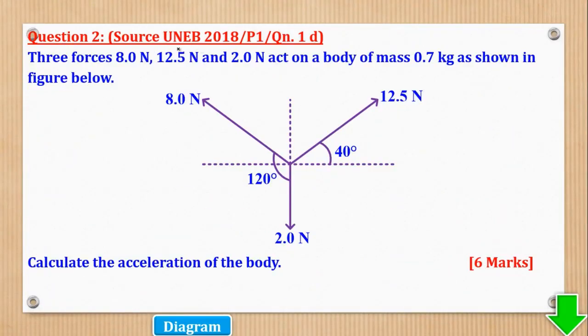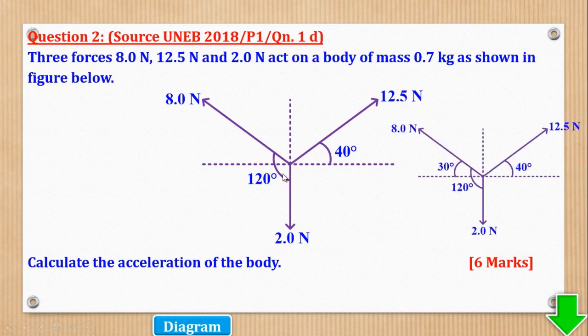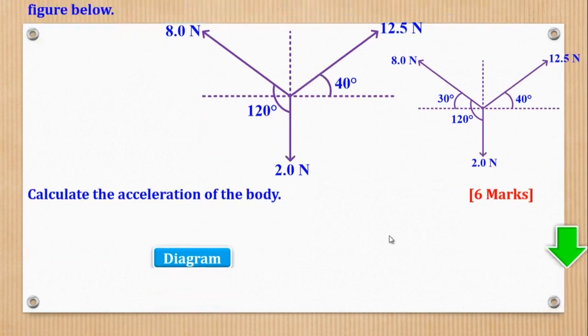Then question 2 came from UACE of 2018, paper 1, question 1d, and says 3 forces, these ones, act on a body of mass 0.7 kilogram, as shown in the figure below. Calculate the acceleration of the body. So still the first thing to do is to get the angles to the horizontal. If the whole of this is 120 and this is 90, the balance will be 120 minus 90, which is 30. So with that, you can now resolve.